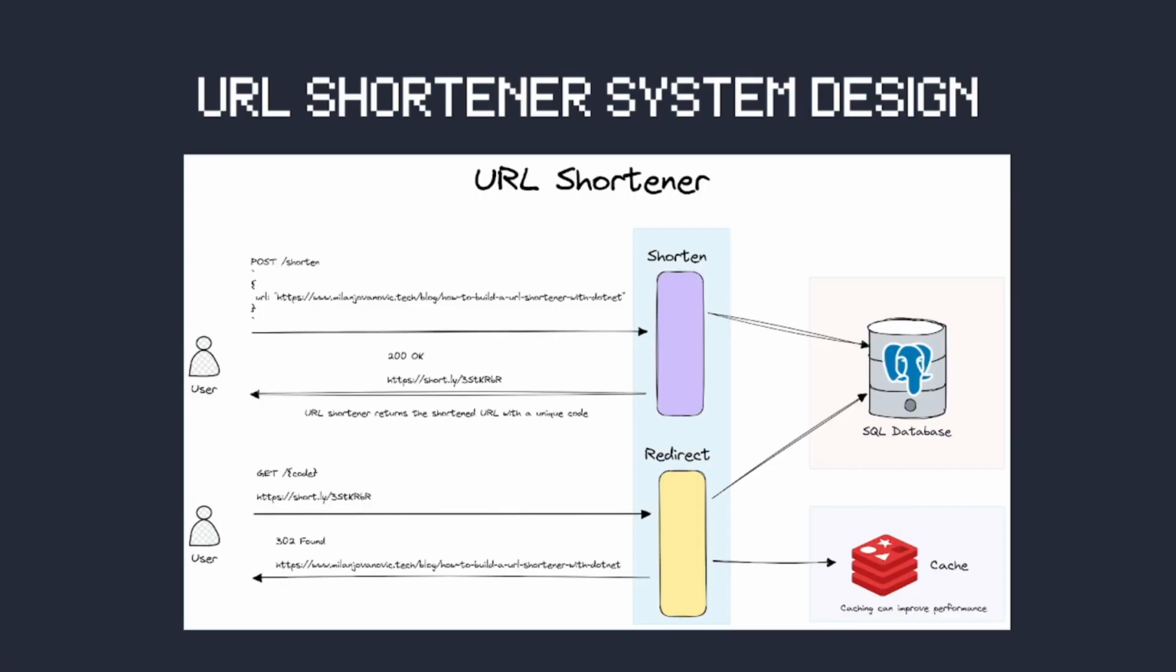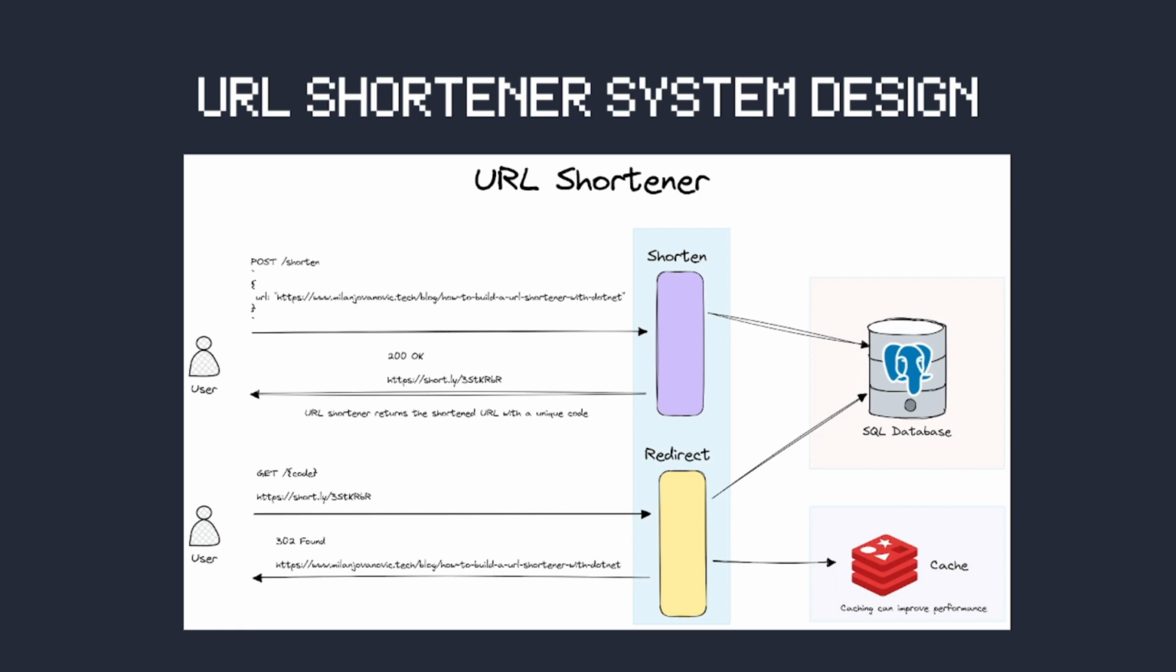Alright, let's start with the URL shortener system design. Here's a high-level system design for our URL shortener. We want to expose two endpoints, one to shorten a long URL and the other to redirect users based on a shortened URL. The shortened URLs are stored in a PostgreSQL database. In this example, we can introduce a distributed cache like Redis to the system to improve read performance.